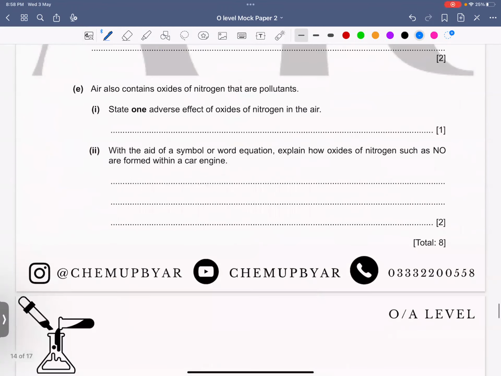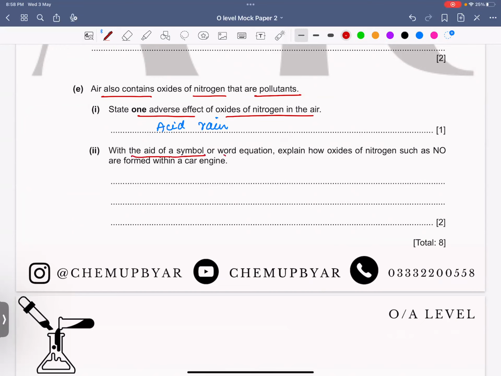Air also contains oxides of nitrogen that are pollutants. State one adverse effect of oxides of nitrogen in the air. Yes. Damage to the human respiratory system. Acid rain. Sir, so nitrogen oxide or sulfur dioxide, both cause acid rain? Yeah, both can take part in the acid rain. Okay.